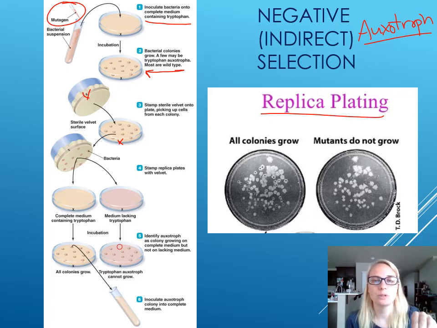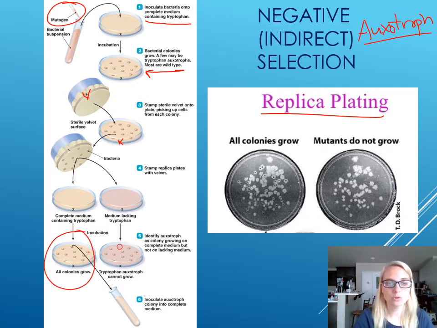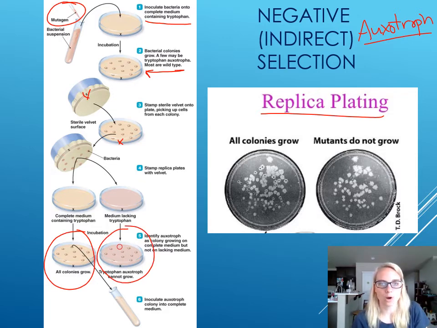The reason why we use velvet is because the velvet has those little hairs on it, and it picks up bacteria from those first original colonies. And then when it touches the sterile surface on the media, it transfers some of those cells. So what you end up getting is everybody's growing on the plate with tryptophan, and on the plate without it, the auxotrophs won't grow. But because you've done an identical inoculation with this replica plating, you can find which colonies on the tryptophan plate are the ones that can't grow without tryptophan.